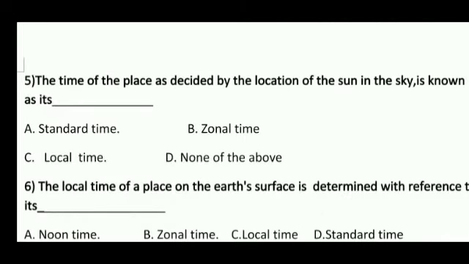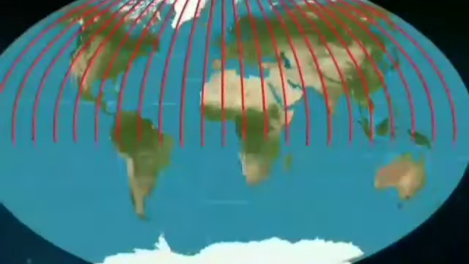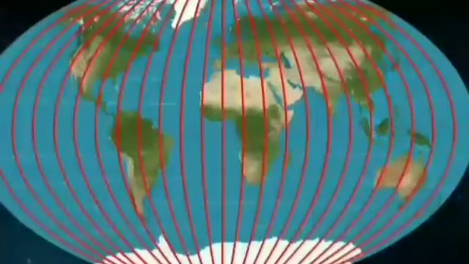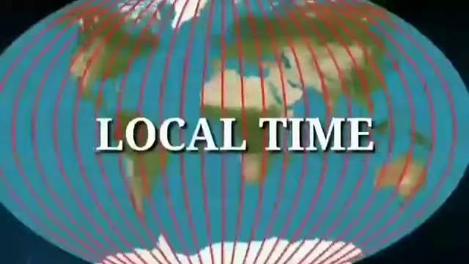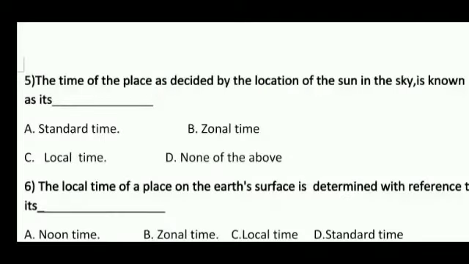Number 5, the time of a place as decided by the location of the sun in the sky is known as its dash. Options are standard time, zonal time, local time or none of the above. Here the time of a place decided by the location of the sun in the sky is known as its local time. So write the answer, local time.